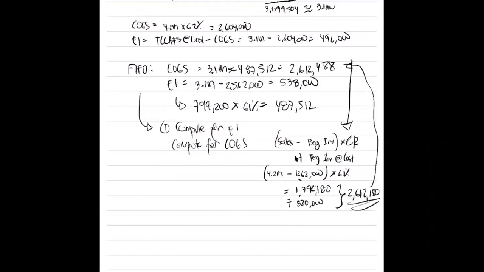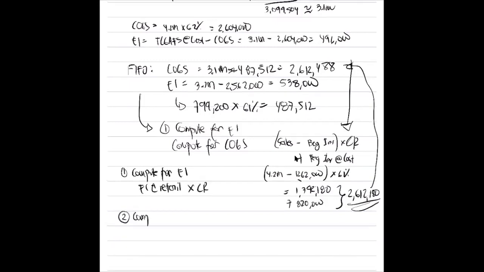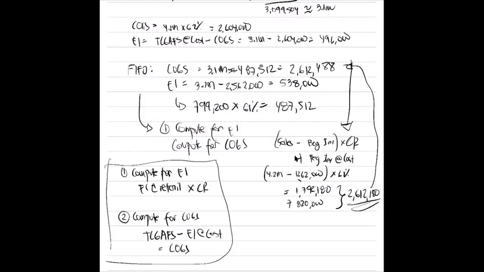So under FIFO, guys, again, first we compute for EI. So how do we compute for your EI? So ending inventory at retail multiplied by your cost ratio. And then next, we compute for cost of goods sold. So we just compute for your total cost of goods available for sale less your ending inventory at cost. So this is our cost of goods sold. So mas madali yung formula na to rather than this formula kasi mas nakakalito siya.